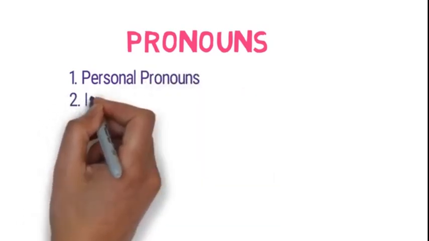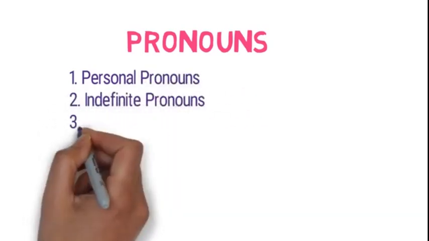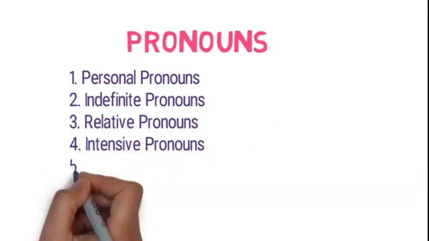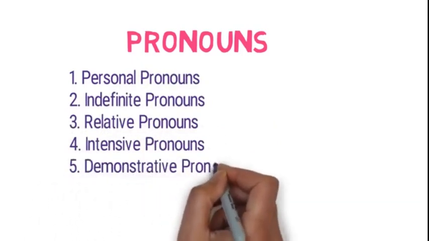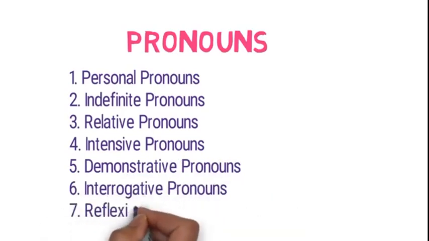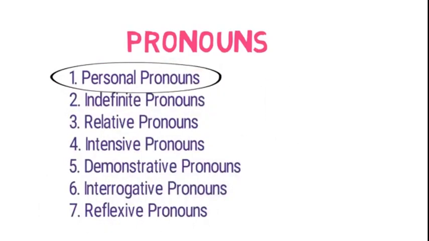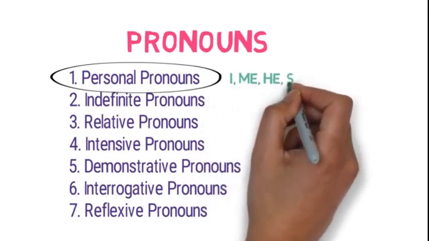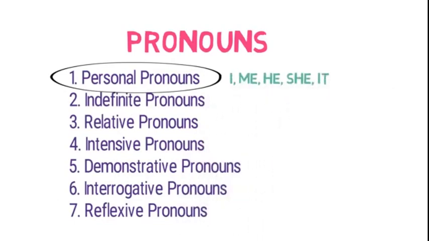Pronouns, second, indefinite pronouns, third, relative pronouns, fourth, intensive pronouns, fifth, demonstrative pronouns, sixth, interrogative pronouns, seventh, reflexive pronouns. Personal pronouns are associated with a particular person. Examples: I, me, he, she, it.